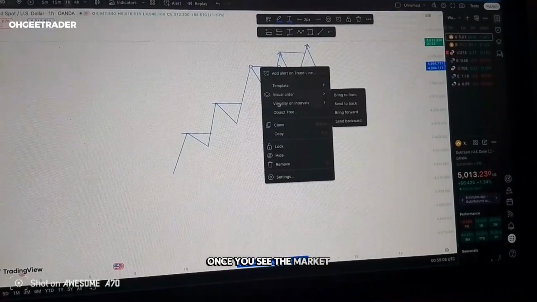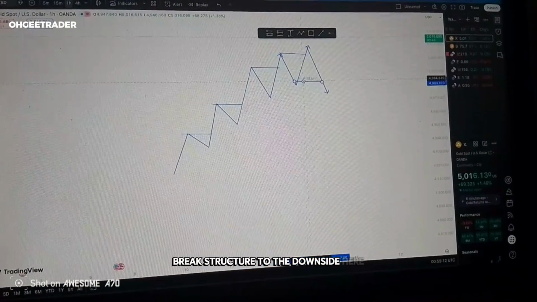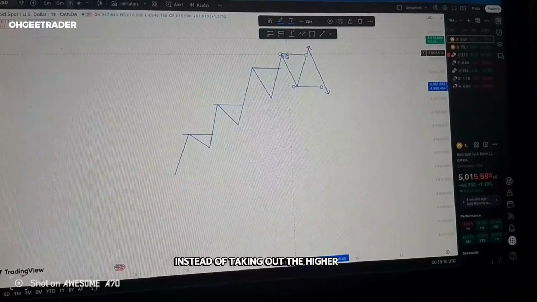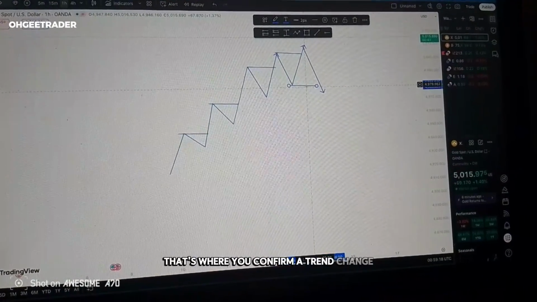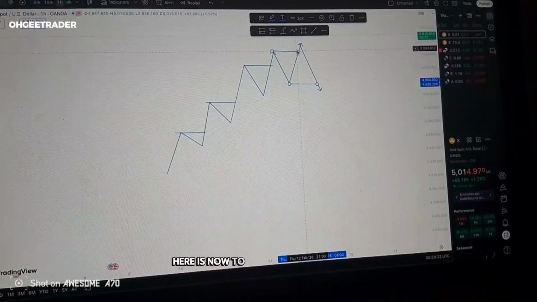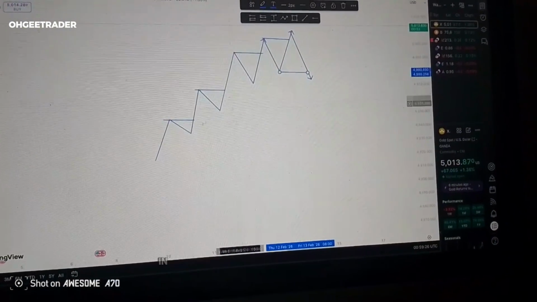Once you see the market break structure to the downside here, where it has taken out this higher low instead of taking out the higher high, that's where you confirm a trend change. So the market has changed from an uptrend to a downtrend, right? So that's how you identify a break of structure in an uptrend.